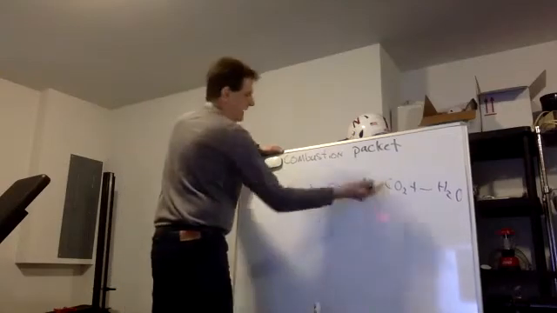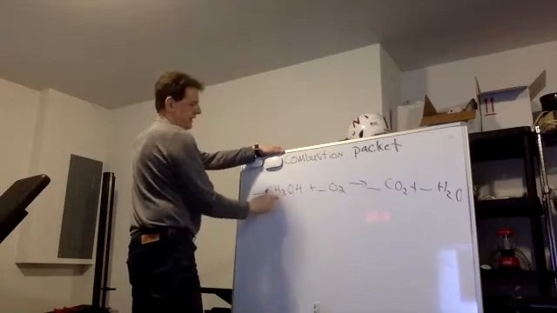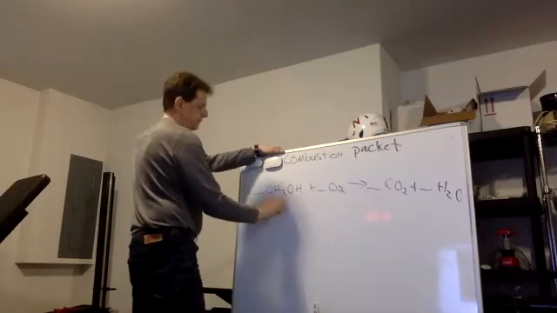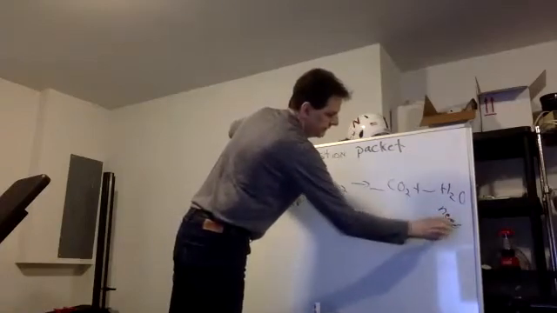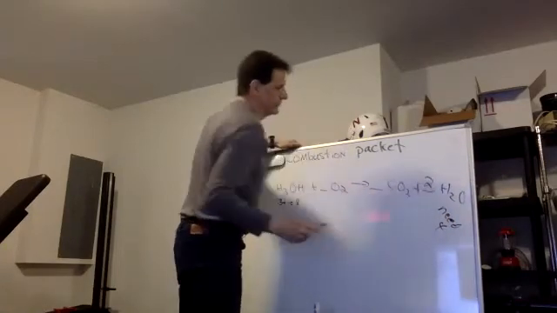Carbons 1 and 1, that's done. Hydrogen, you've got to remember to add the total hydrogens here. 3 plus 1, so we have 4 there, so your need here is 4. 2 goes into 4 2 times.